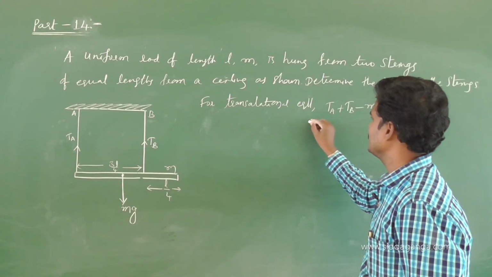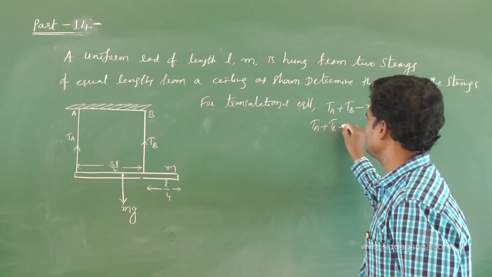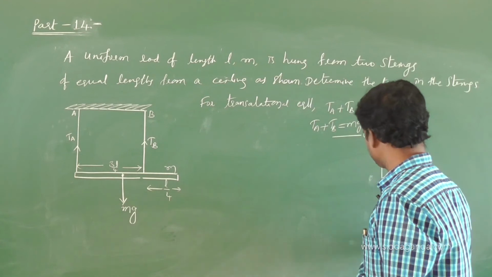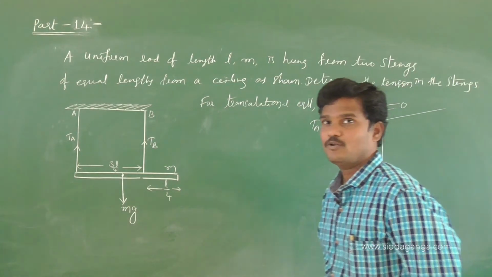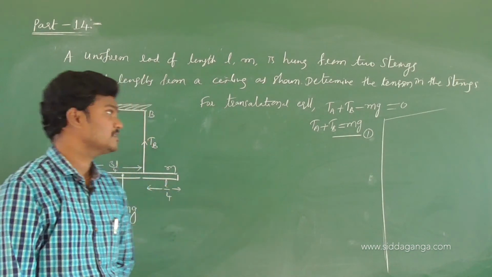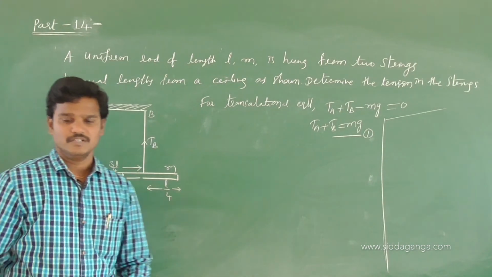That means TA plus TB is equal to mg. Take this as equation number 1. I got one equation by using the translational equilibrium condition. Now let us take the torque. Torque you can take at any point. Okay.